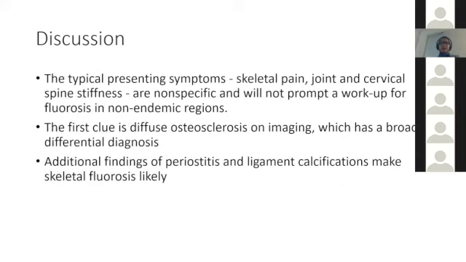The typical presenting symptoms of skeletal pain, joint and cervical spine stiffness are nonspecific and will not prompt a workup for fluorosis in non-endemic regions. The first clue is diffuse osteosclerosis on imaging, which has a broad differential diagnosis. But additional findings of periostitis and ligament calcifications make skeletal fluorosis likely.